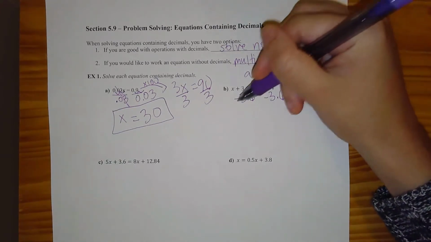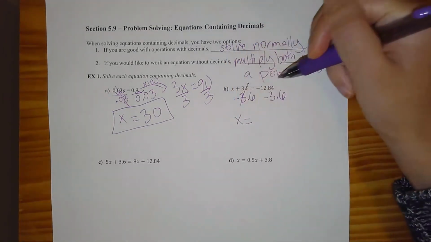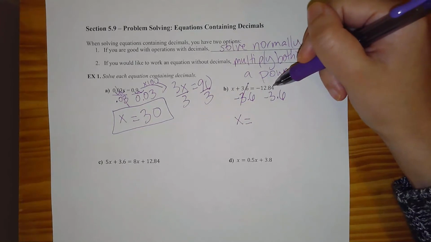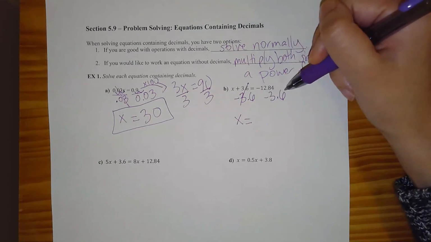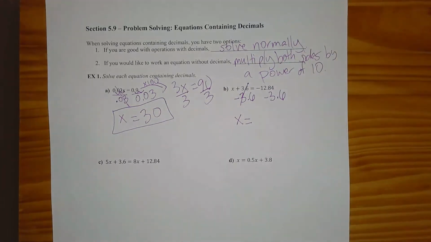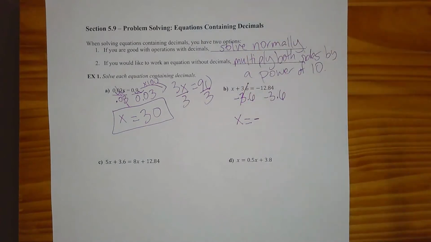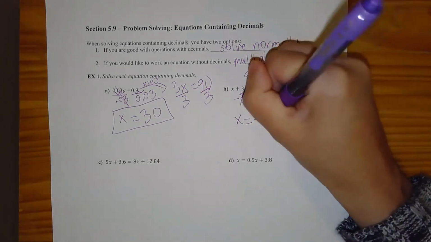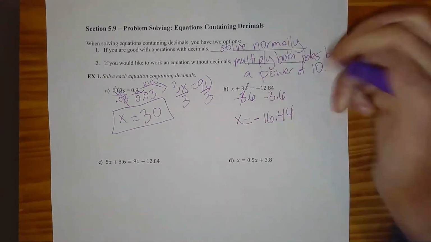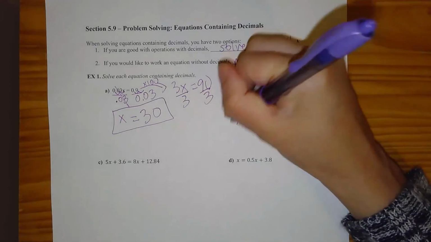Positive 3.6 minus 3.6 is 0. x plus 0 is just x. On the right side, negative 12.84 minus 3.6, so that's really a negative number plus another negative number. I should be adding those values together and getting a bigger negative number as an answer. So in a 4-function calculator, you would do 12.84 plus 3.6, and you would get 16.44. Then your answer is going to be negative, because a negative plus a negative gives you a bigger negative answer.